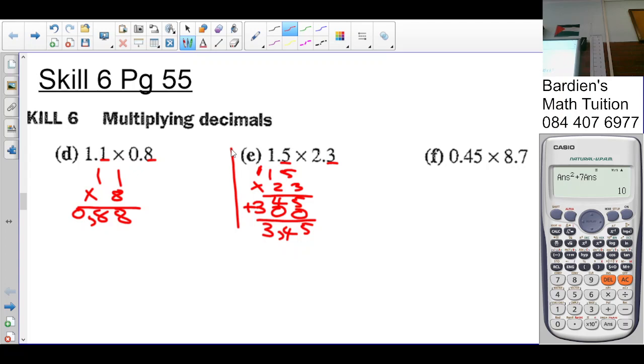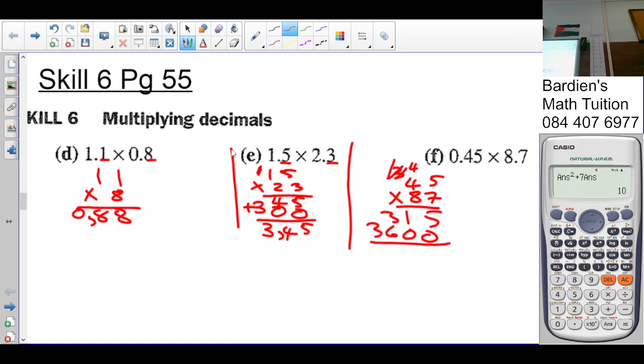Okay, next one. It's 45 times 87, or 87 times 45. 5 times 7 is 35. 28, 29, 30, 31. 0. 8 times 5 is 40. 32, 36. That's going to give you 5, 1, 9, 3. How many digits after the comma? 1, 2, 3. Yes, it's 1, 2, 3. Who got that one right?